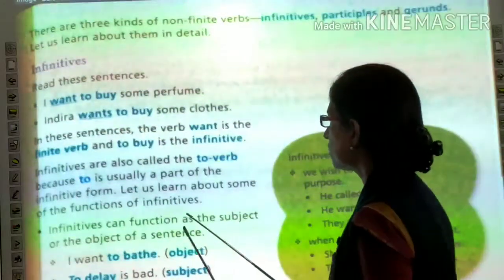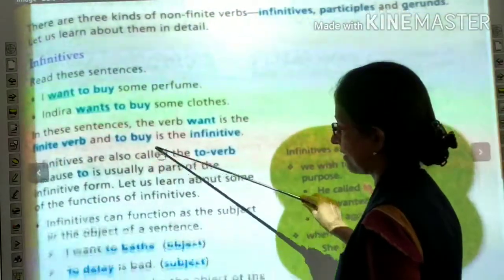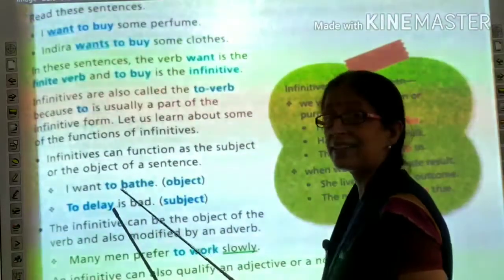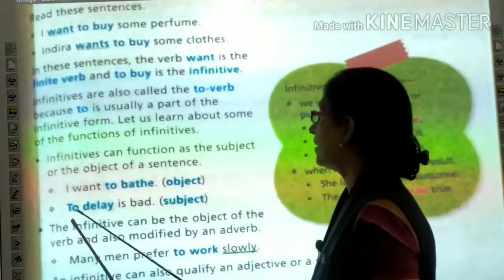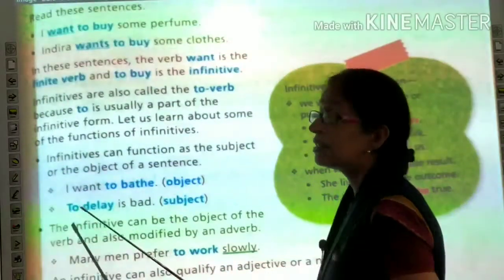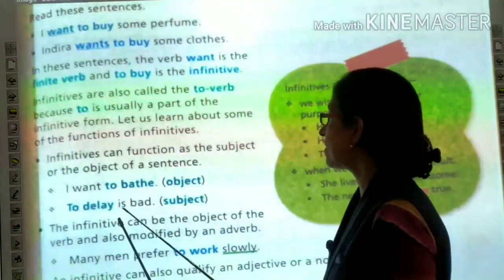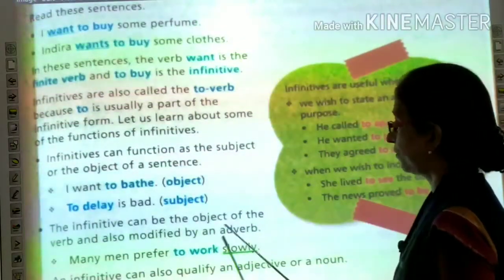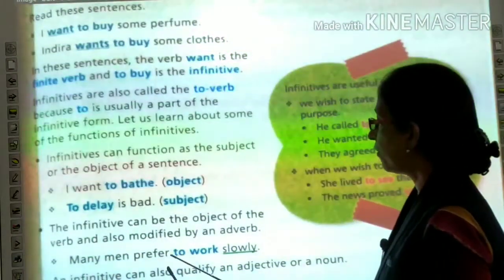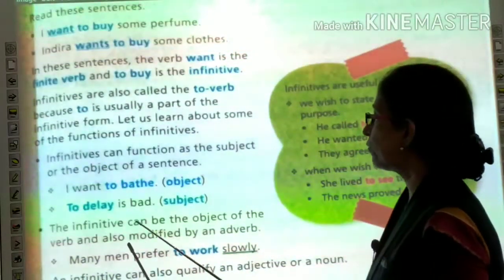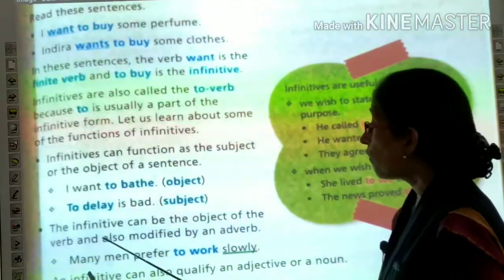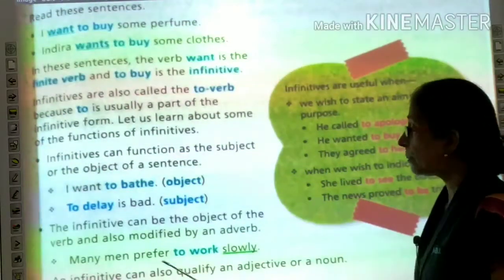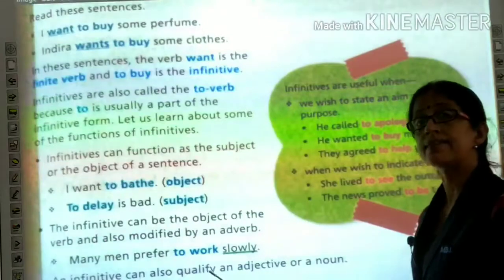Now, infinitives can function as a subject or the object of a sentence. See how? I want to bathe. Now, this is an object. Here it is doing the work of an object, and here, to delay is bad. Here it is doing the work of a subject. To delay is the subject over here. The infinitive can be the object of the verb and also be modified by an adverb. That means many men prefer to work slowly. What is the infinitive doing over here? It can be an object of the verb and also modified by an adverb. How are the men working? We are getting the answer now. They are working slowly.